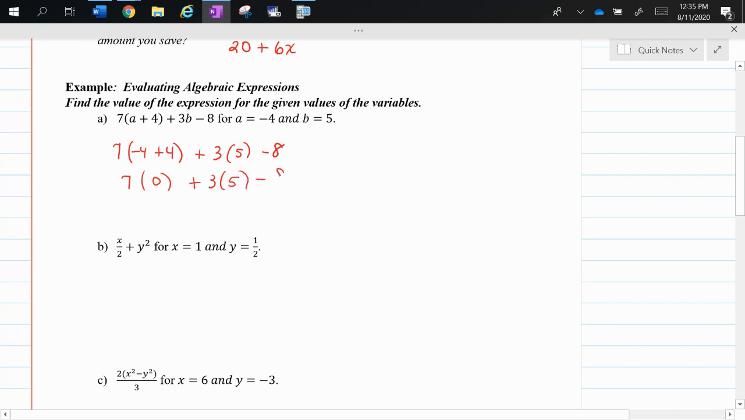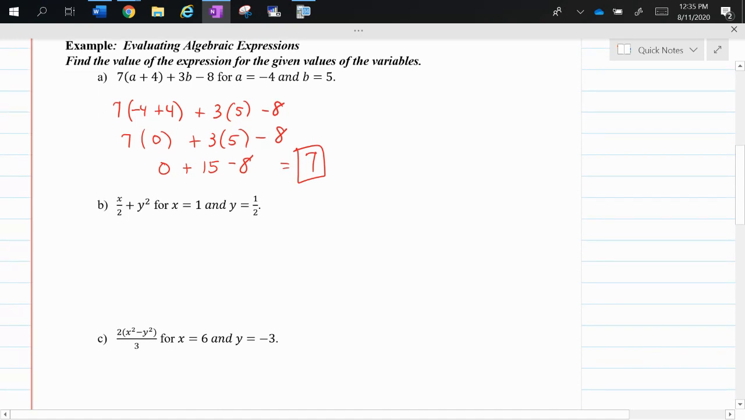And then I always do multiplication and division before addition and subtraction. So I see 7 times 0, which is 0. 3 times 5, which is 15. And -8. So now when I finally get down to where all I have left is addition and subtraction, I'm going to go left to right. Addition and subtraction, left to right. So 0 plus 15 is 15, and 15 minus 8 is 7. So the value of that expression is 7.